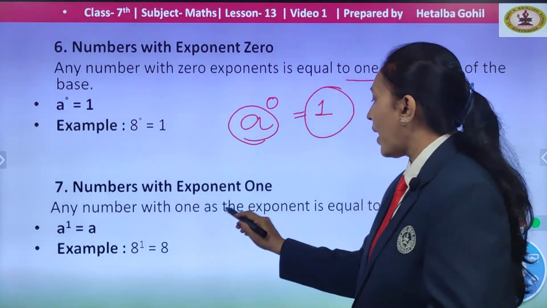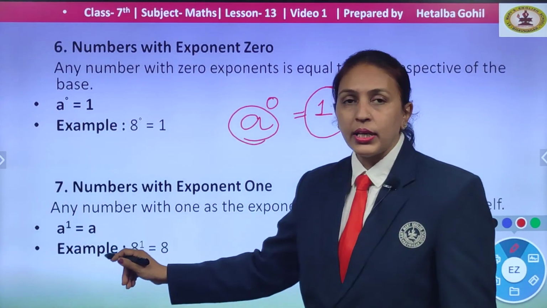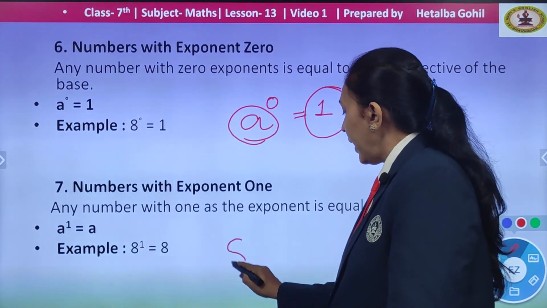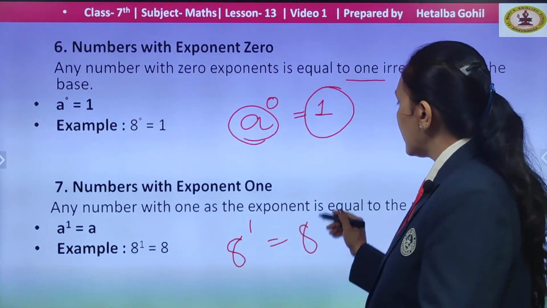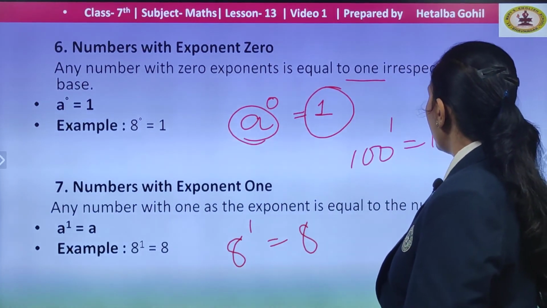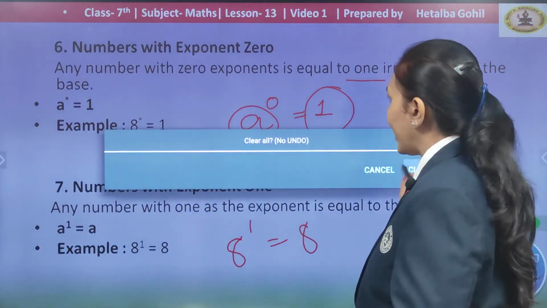Then numbers with exponent 1. Any number with 1 as the exponent is equal to the number itself. That means any number, suppose 8 raised to 1, will always be equal to the number itself, that is 8. You take any other number, 100 raised to 1 will always be equal to 100 only. So remember these laws very well.